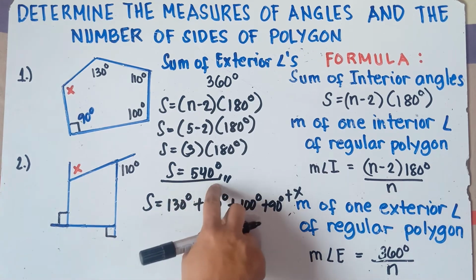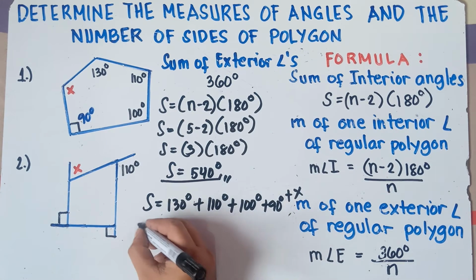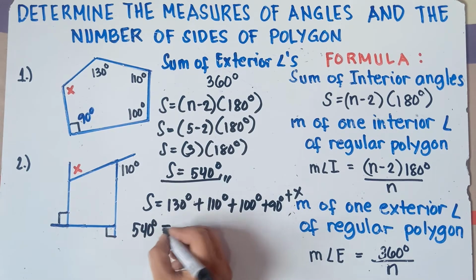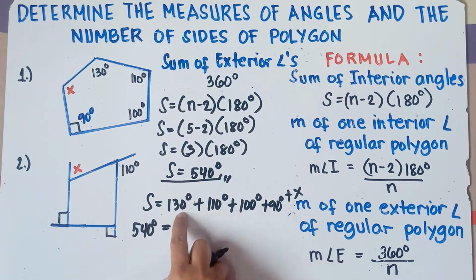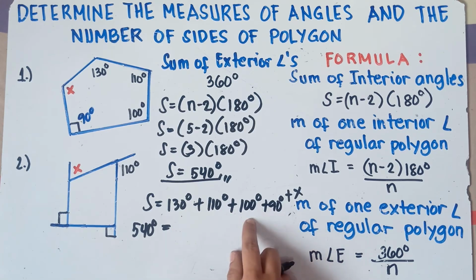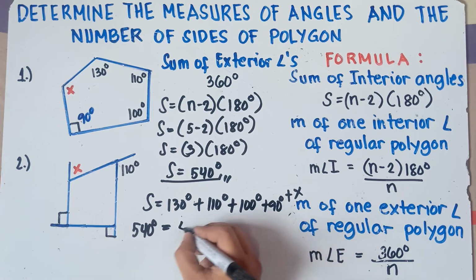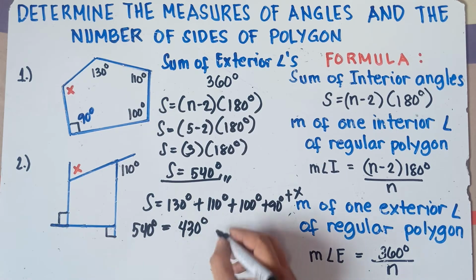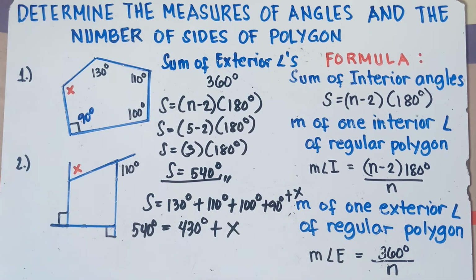We have 540 degrees. Substitute the value. So 540 degrees, and then we add this up. 130 plus 110, that's 240 degrees. Plus 100, that's 340 degrees. Plus 90, that's 430 degrees. Plus x.